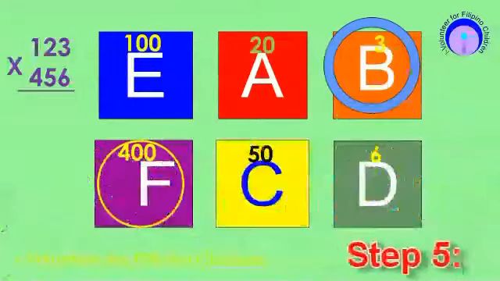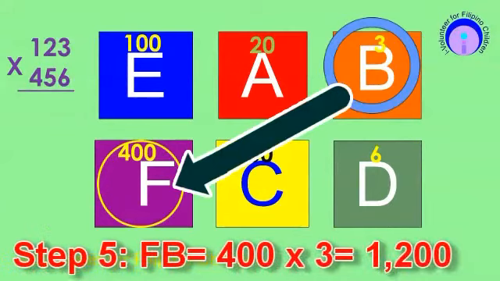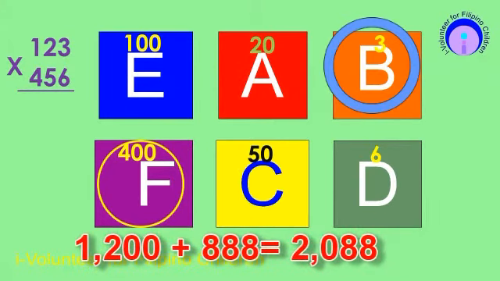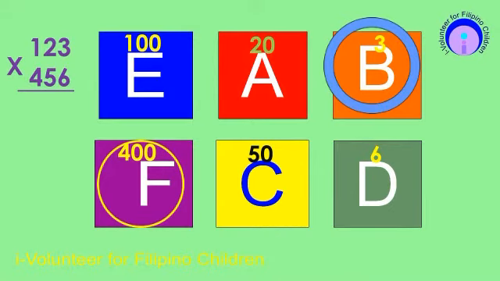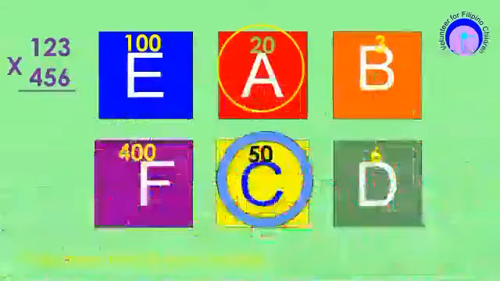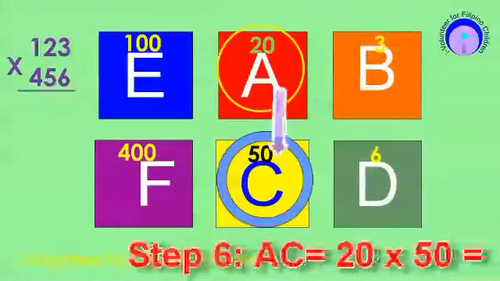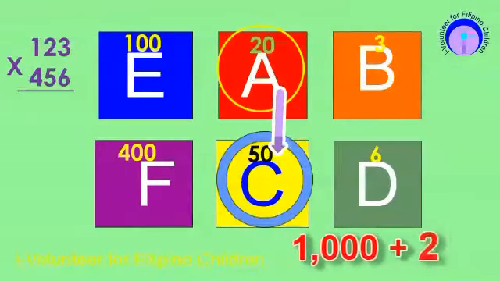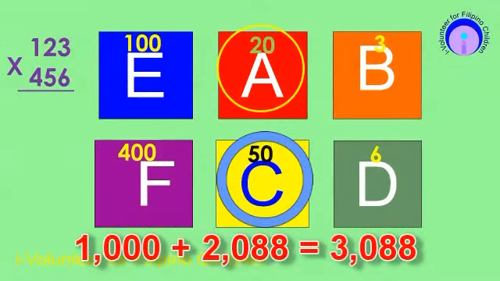Finding the product of F and B. 400 times 3 is equal to 1,200. 1,200 plus 888 is equal to 2,088. Step 6. Finding the value of A and C. 20 times 50 is equal to 1,000. 1,000 plus 2,088 is equal to 3,088.